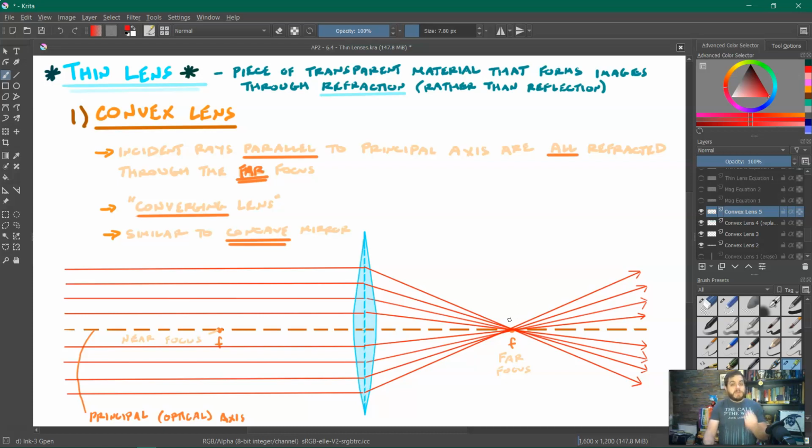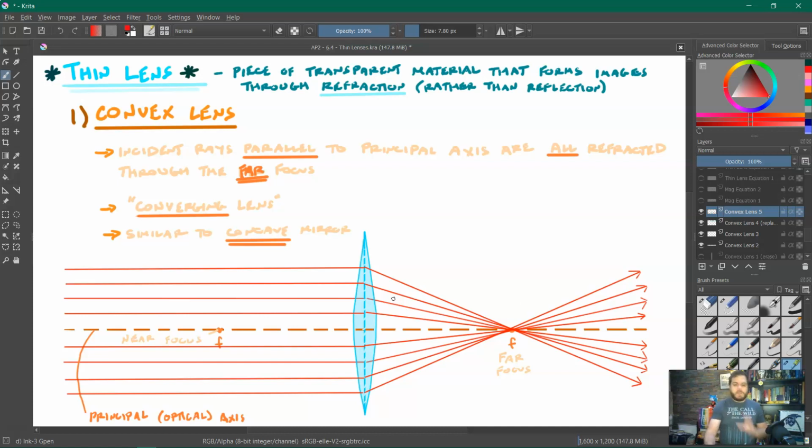Now, a couple things here that are different from mirrors. One, we have two foci here. We've got the near focus and the far focus. They are the same distance away, but right now we're focusing specifically on the far because all these rays go through that point. And this is specifically a converging lens because we see that all the light rays are coming in parallel to each other. They all converge on this particular point, meaning that it's very, very similar to a concave mirror, because remember, a concave mirror was a converging mirror. So kind of a flip here. The concave mirror and the convex lens are both converging apparati.